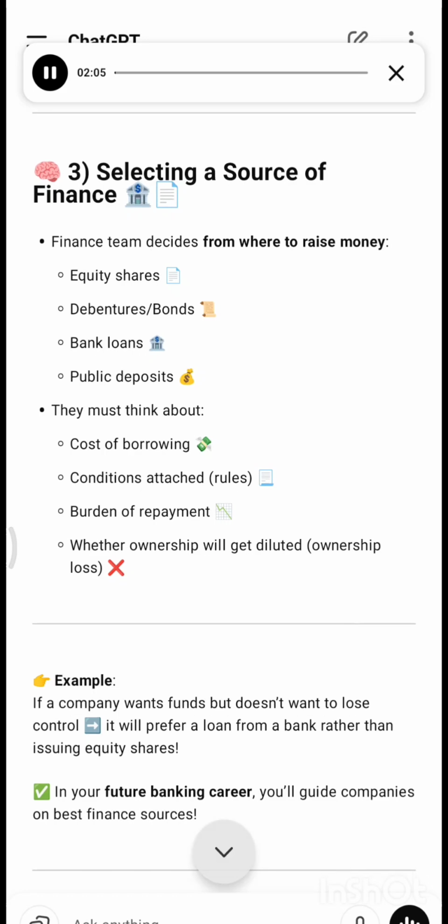3. Selecting a source of finance. The finance team decides from where to raise money: equity shares, debentures, bonds, bank loans, public deposits. They must think about cost of borrowing, conditions attached, rules, burden of repayment, and whether ownership will get diluted. Example, if a company wants funds but doesn't want to lose control, it will prefer a loan from a bank rather than issuing equity shares. In your future banking career, you'll guide companies on the best finance sources.